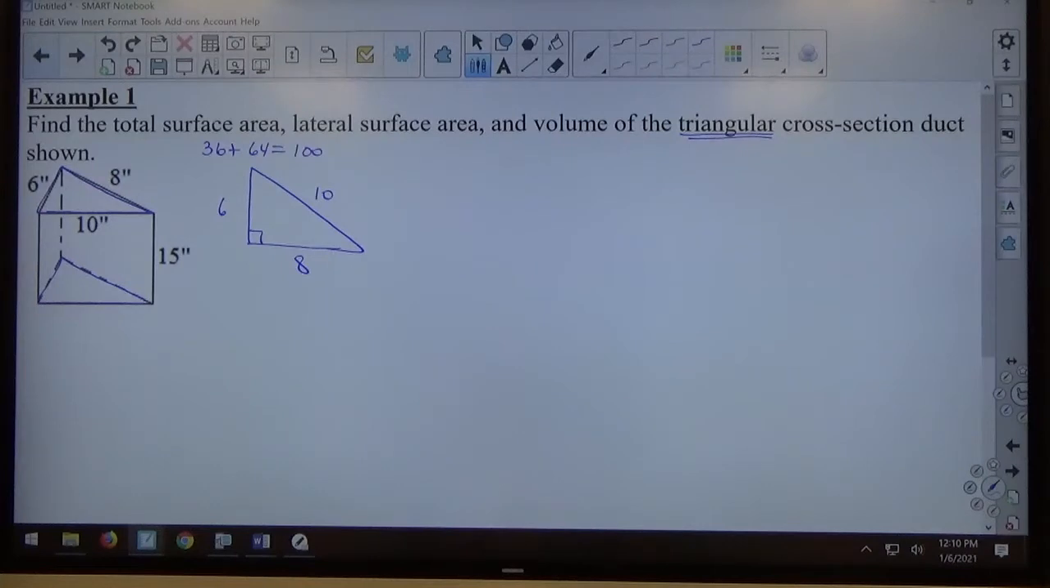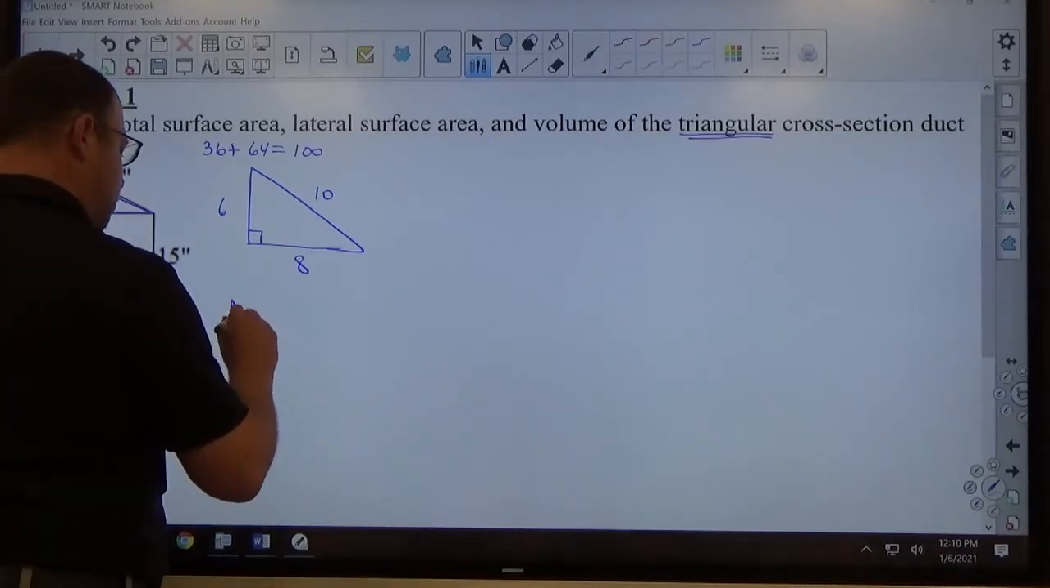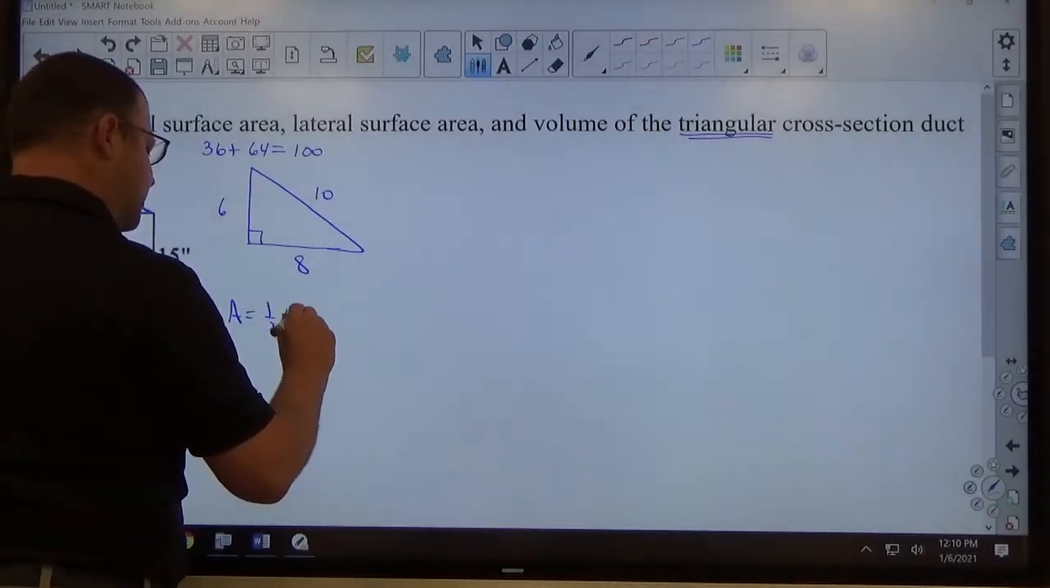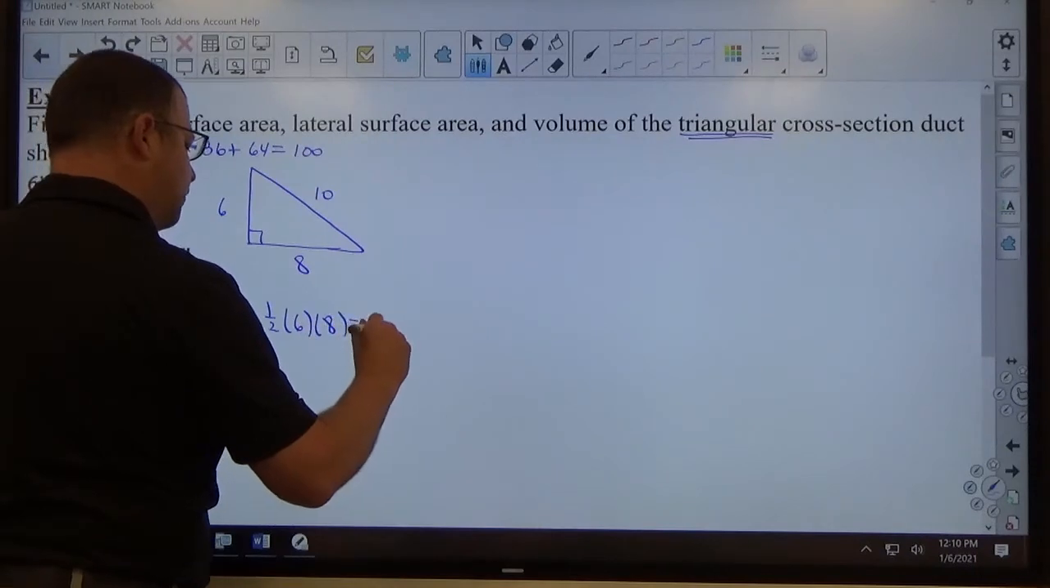So that's one thing about triangles. You have to find the area of the triangle within these problems. How do you find the area? We have the two techniques. That's one technique. Area is equal to 1/2 times the base times the height, which is 24.